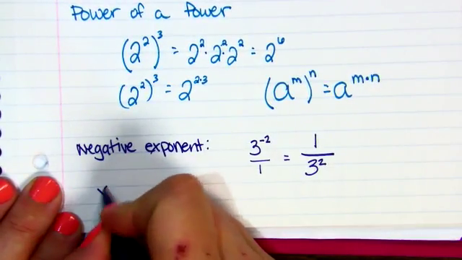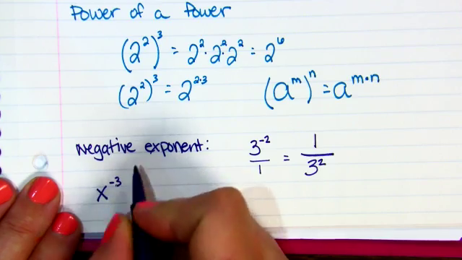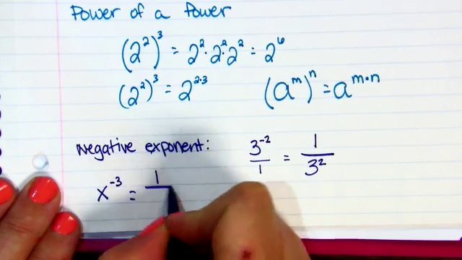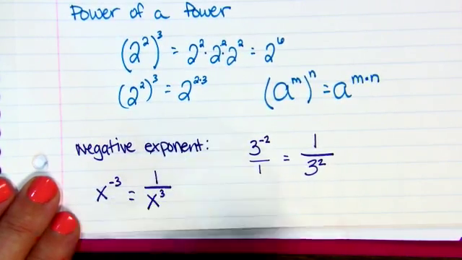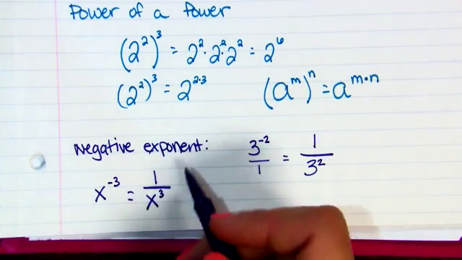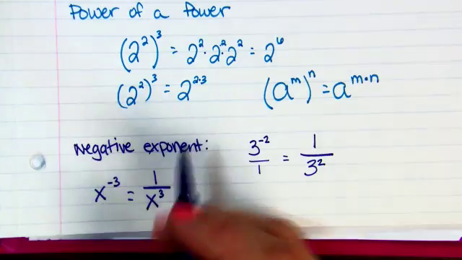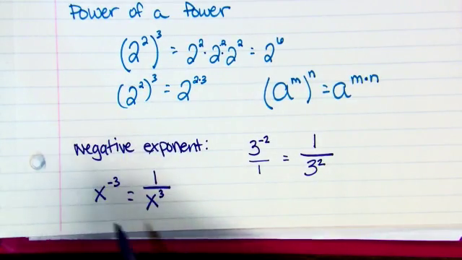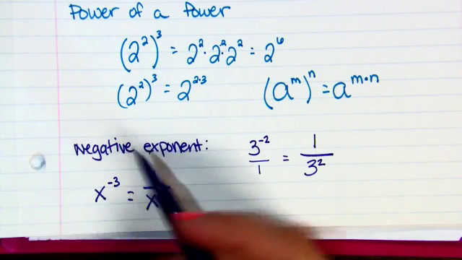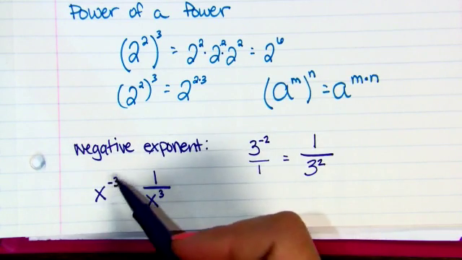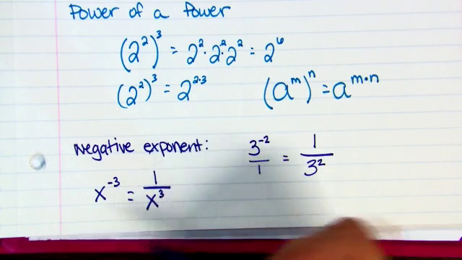Or x to the negative 3rd power is the same as 1 over x cubed. When I flip it over into the fraction, I get rid of that negative sign. Notice that that negative sign has absolutely nothing to do with this fraction being positive or negative. What it does is it flips it over. It tells me to take the reciprocal.